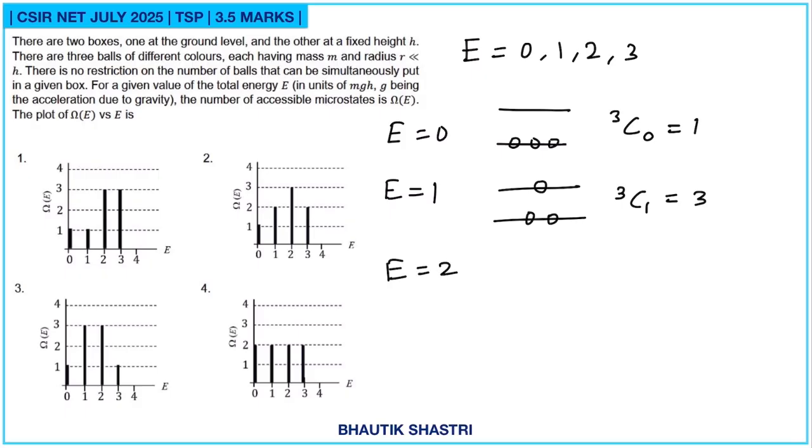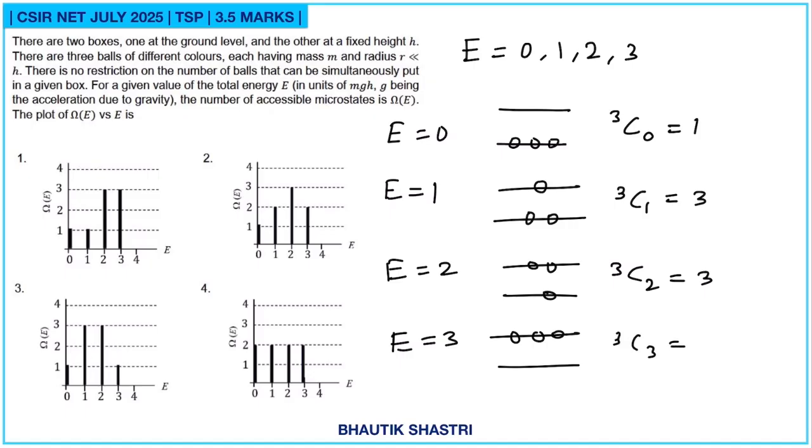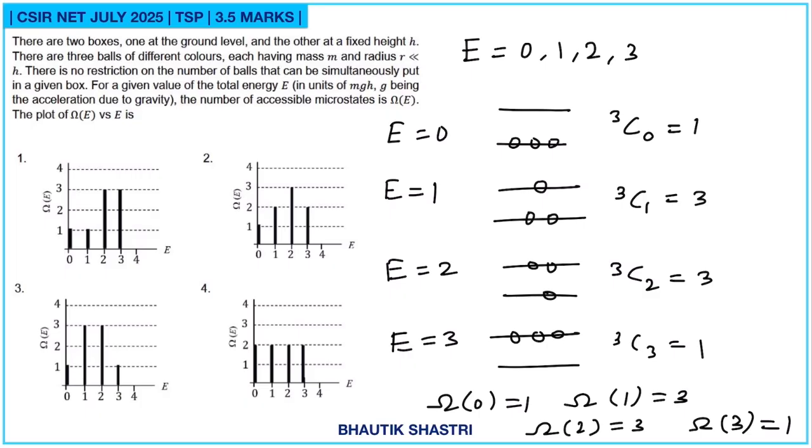For energy equal to 2 units, exactly two balls will be at height h and one will be at 0. So this is 3C2, which is 3. And E equal to 3 means 3 particles at height h and 0 at the lower level. So all particles are at h. So this is 3C3, which is 1. That means omega 0 is 1, omega 1 is 3, omega 2 is 3, and omega 3 is 1. That means here option 3 is correct. 1331.